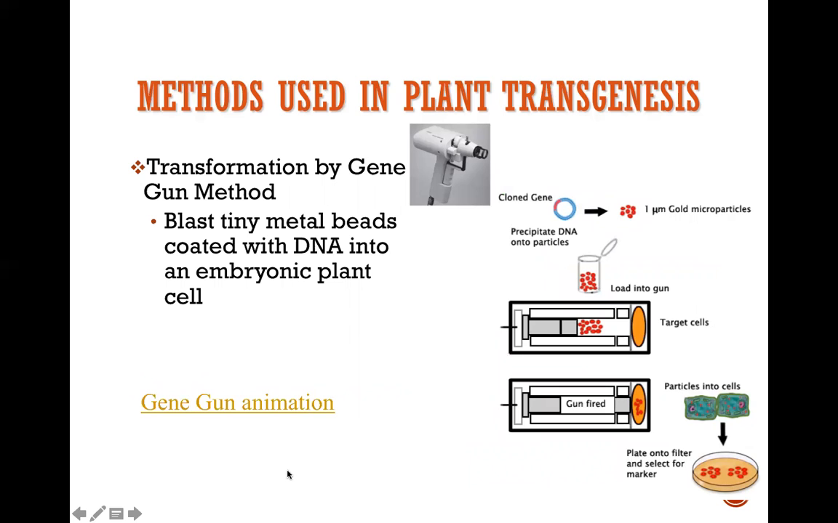We can also use a gene gun. This gene gun will contain tiny tungsten balls or ones that are made of gold that will contain that cloned gene. That gene will be covered all over these particles. You'll load it into the gun and then shoot it at the plant tissue. And then the plants will take up that DNA. I've always wanted to use a gene gun. I have yet to do so.